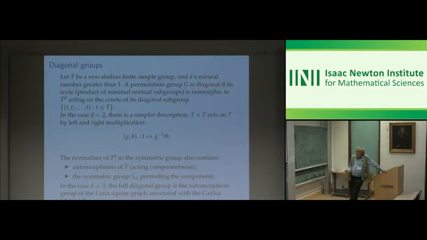And in the case D was 3, and I will come back to this tomorrow in my lecture, the full diagonal group is the automorphism group of a certain graph associated with the Cayley table of G. So you take the Cayley table of T, that's a Latin square. From any Latin square you can build a strongly regular graph. The vertices are the cells of the Latin square. You join two vertices if they lie in the same row or in the same column or if they have the same entry. That gives you a graph.